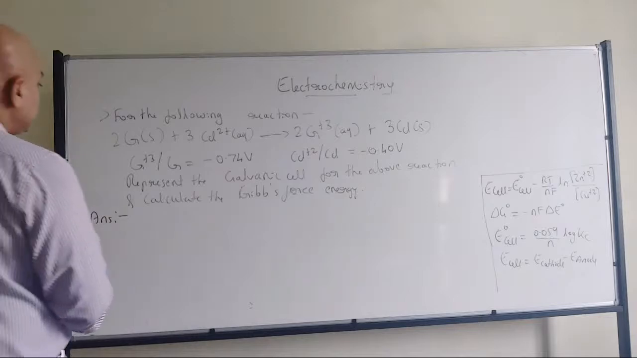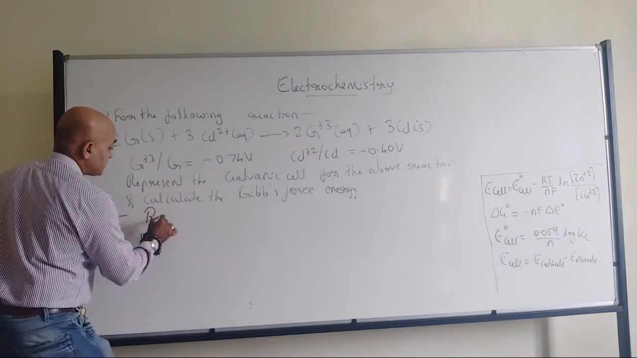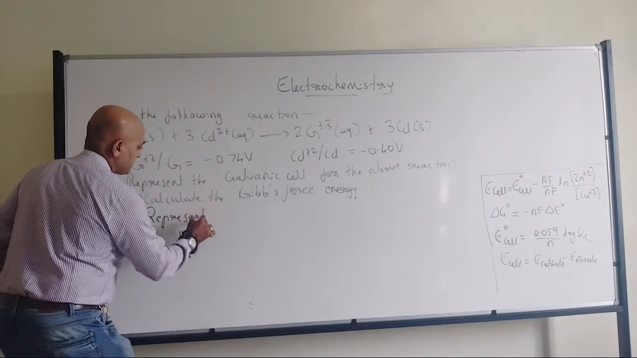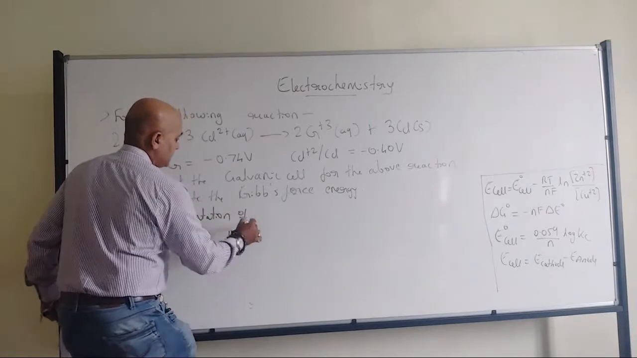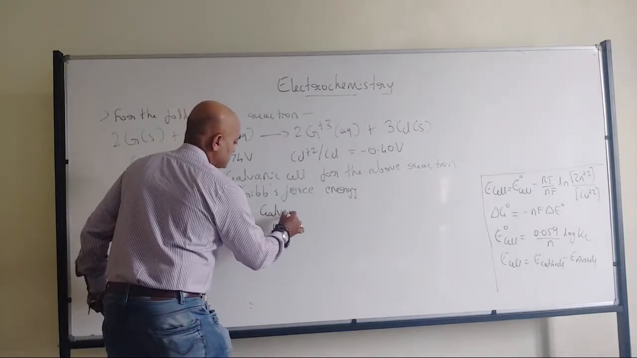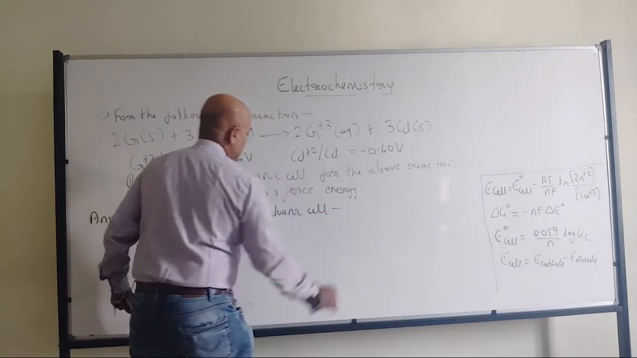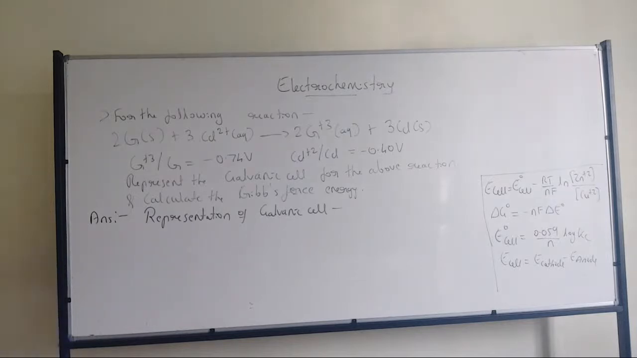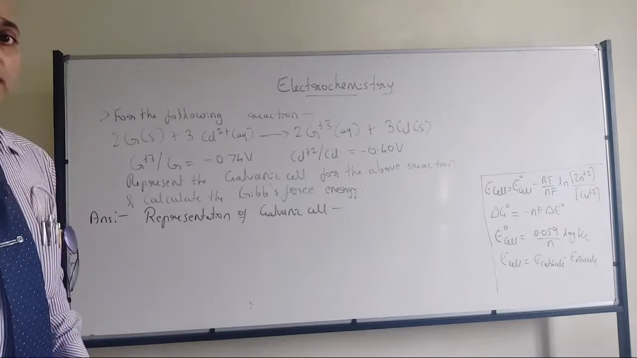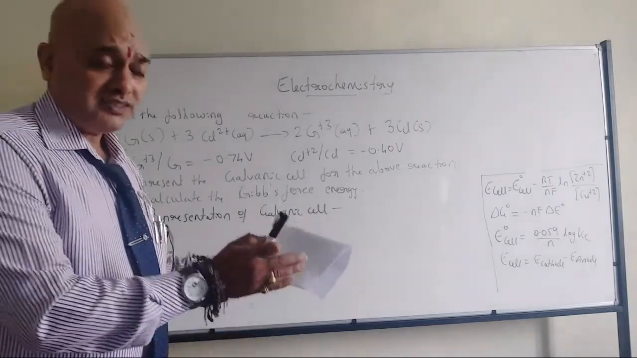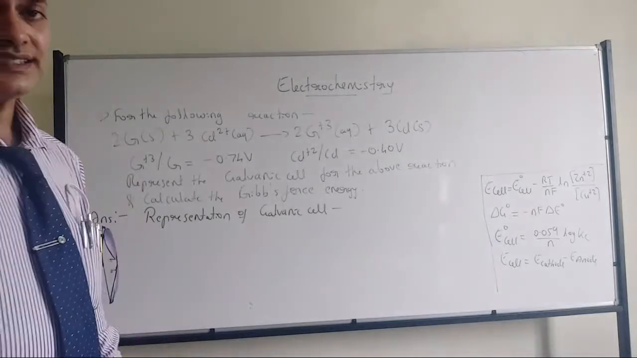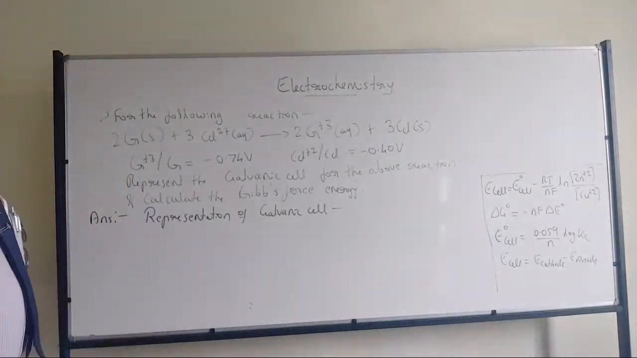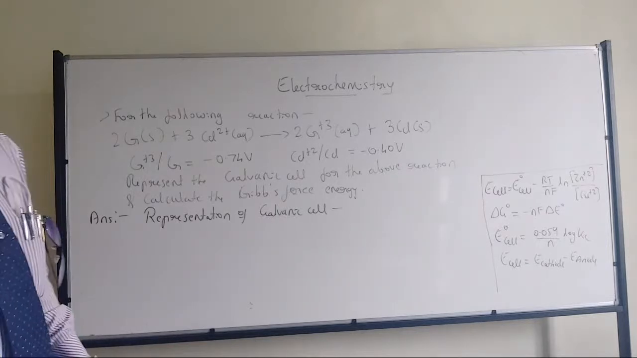Now if I want to represent the galvanic cell, no need to draw the picture. Representation, they will ask for 1 mark and all. Representation of galvanic cell. It's not a Daniell cell. Galvanic cell for this particular condition. First thing, you should find out which will be the anode and which will be the cathode. Because when it comes to the galvanic cell, anode is on the left hand side and cathode on the right hand side. First anode should come, then comes the cathode.